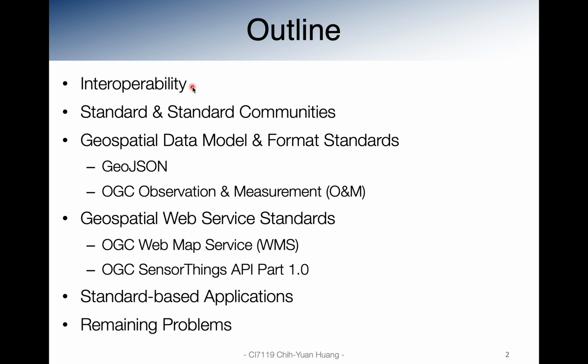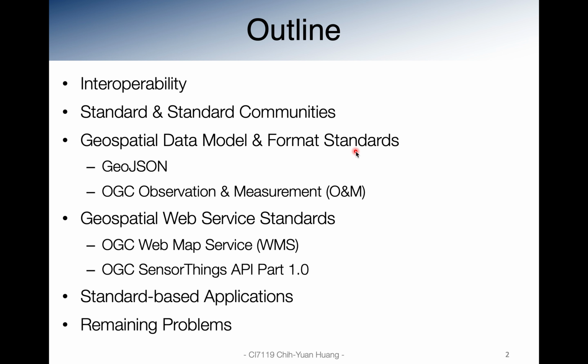First of all, we are going to introduce what exactly interoperability is, and then later on we are going to talk about the standard, what's the role of the standard to the interoperability, and also the standard communities. And after that, as this course is mainly talking about geospatial WebGIS, in this case we are going to talk about the geospatial data model and also data format standards.